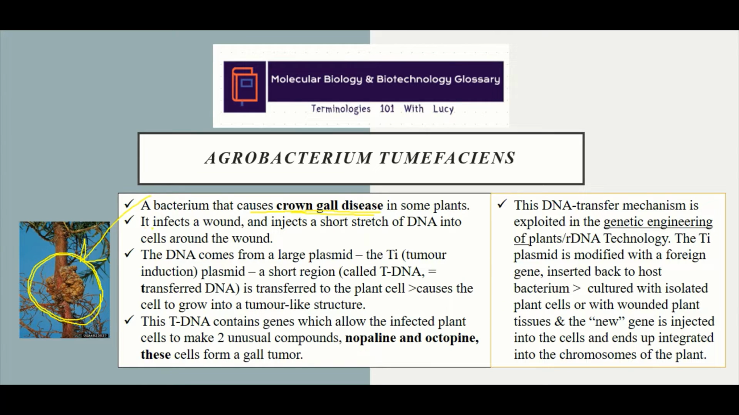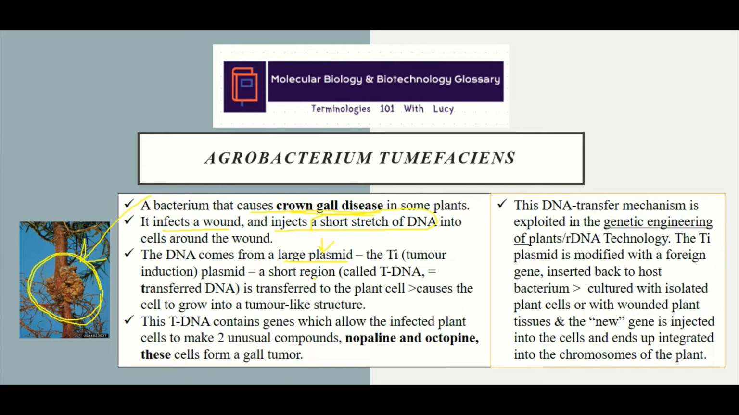What happens is that the bacterium infects a wound on a plant, then it will inject a short stretch of DNA into the wound, or transfer DNA into the wound, and this DNA usually will come from what we call a plasmid. In the structure of a bacterium, we usually have the genomic DNA and extrachromosomal DNA in the form of plasmids. So this plasmid in this bacterium is called the Ti plasmid, and the Ti usually will cause what we call tumor induction.